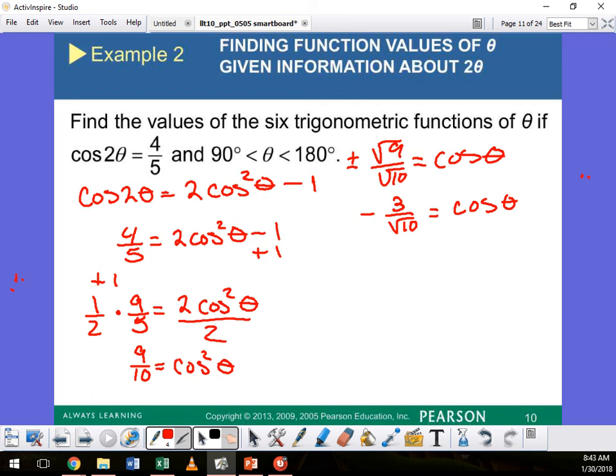Can I have a radical in the denominator? So I need to rationalize. Very good. So I'm going to rationalize. So multiply top and bottom by rad 10, right? So top and bottom by rad 10. So it's going to be negative 3 over rad 10 times rad 10 over rad 10. Yep, so I get negative 3 rad 10 over 10 is equal to the cosine of theta.